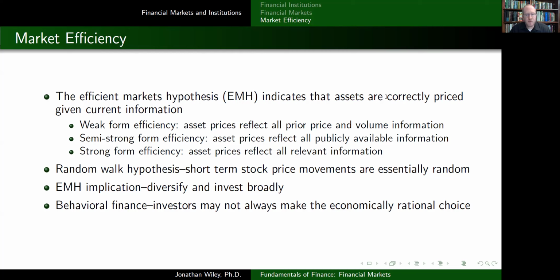So the implication would be that you would diversify and invest broadly, because basically if asset prices correctly reflect all the information, then what that means is you can't beat the market. You can't find a bargain. You're not going to find the next big thing, because if I look at the price for a stock, that price reflects everything that we know about that stock today, as of now, given current economic circumstances and everything else. So that price is our best estimate.